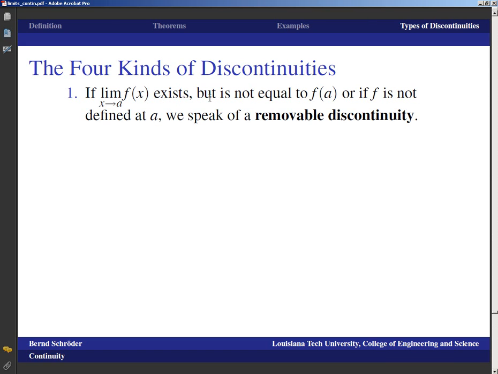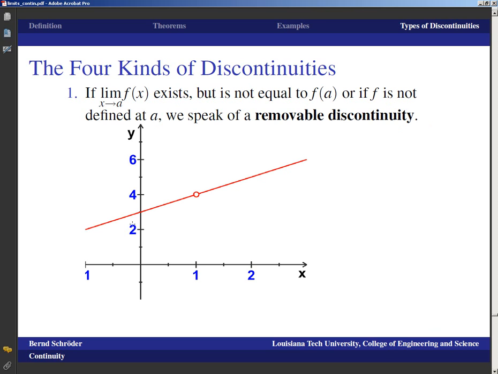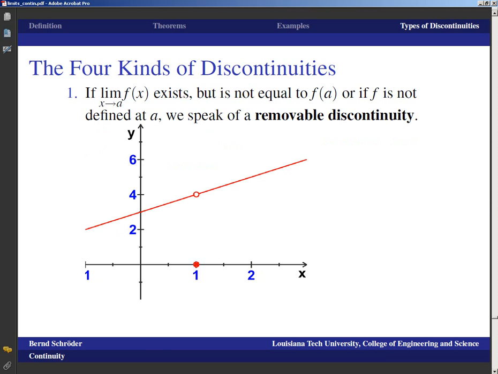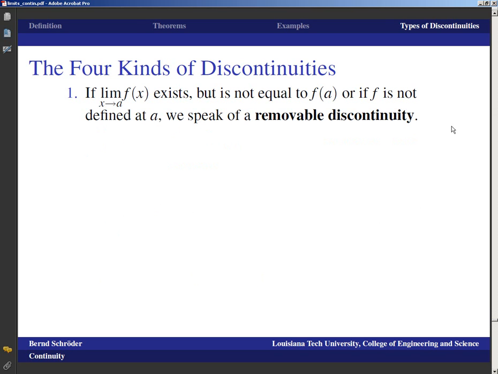Basically, if the limit exists but is not equal to the value of the function at the point, or if the function is just not defined there, we speak of a removable discontinuity. And that is because even though formally we have a discontinuity here, if we fill it in, and that can be because the function is undefined or because the point is just chosen awkwardly, if we just go ahead and put that point from down here up here, then the discontinuity would be removed and we'd end up with a continuous function. So that makes a good bit of sense.